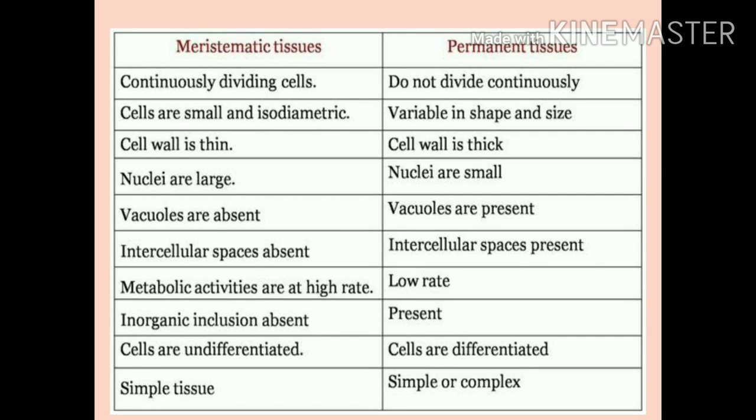Inorganic inclusions are absent in meristematic tissues and present in permanent tissues. We cannot differentiate cells in meristematic tissue, but we can differentiate the cells of permanent tissues. Meristematic tissue can be called a simple tissue. Permanent tissues are of both characters, simple tissues and complex tissues.